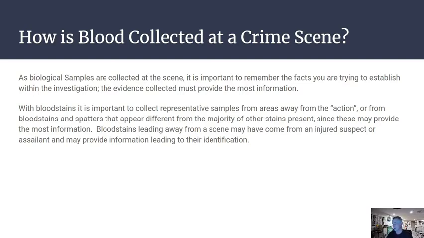For example, if you have a large scene where you have a body and there's lots of blood in the middle of the floor, well, you're going to sample that, obviously, but if you have smaller spatter patterns away from the scene, drips away from the scene, a smear maybe on a door handle away from the scene, you're going to have to take those samples as well. Don't just assume that all the blood belongs to the victim. Blood stains leading away from the scene may have come from an injured suspect or an assailant and may provide additional information leading to their identification.